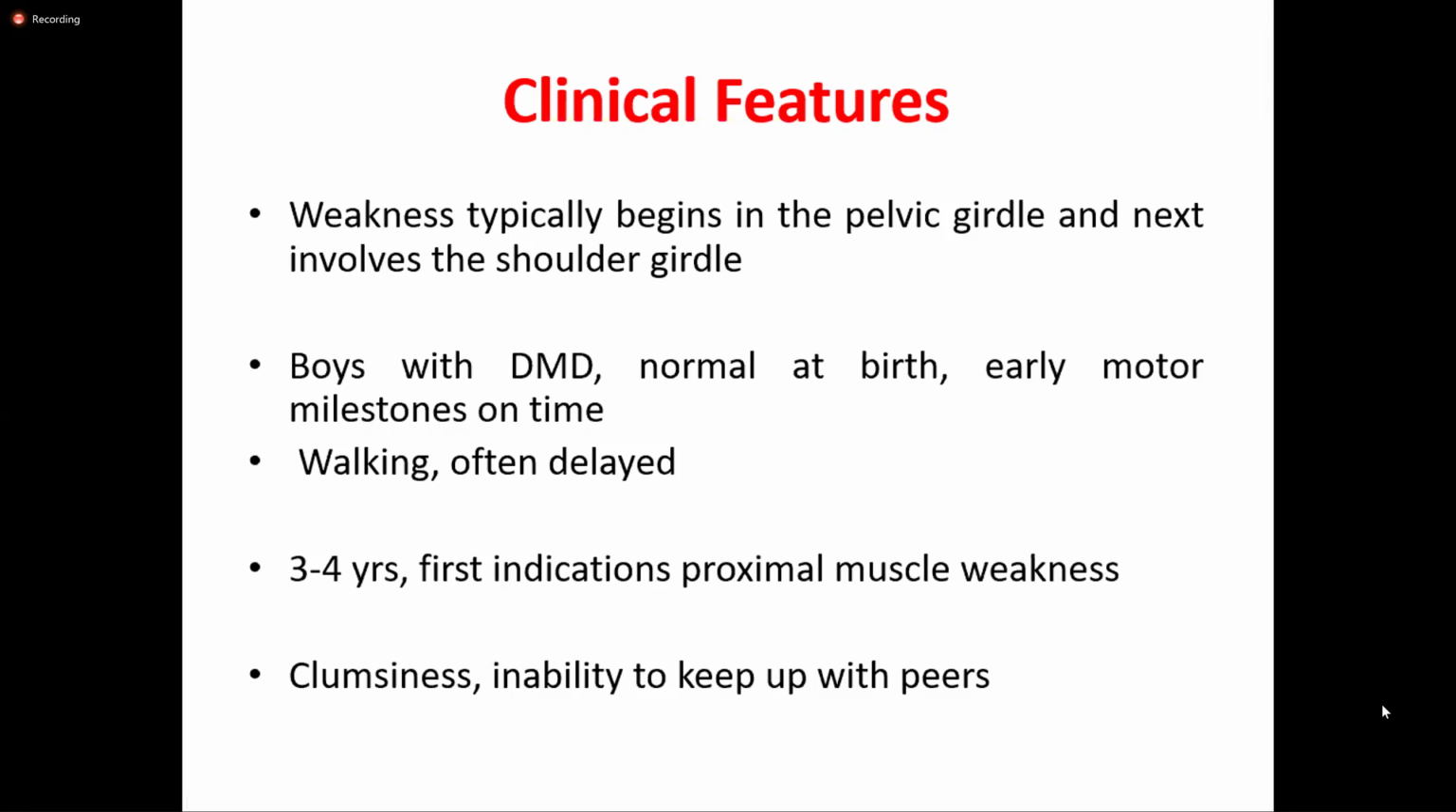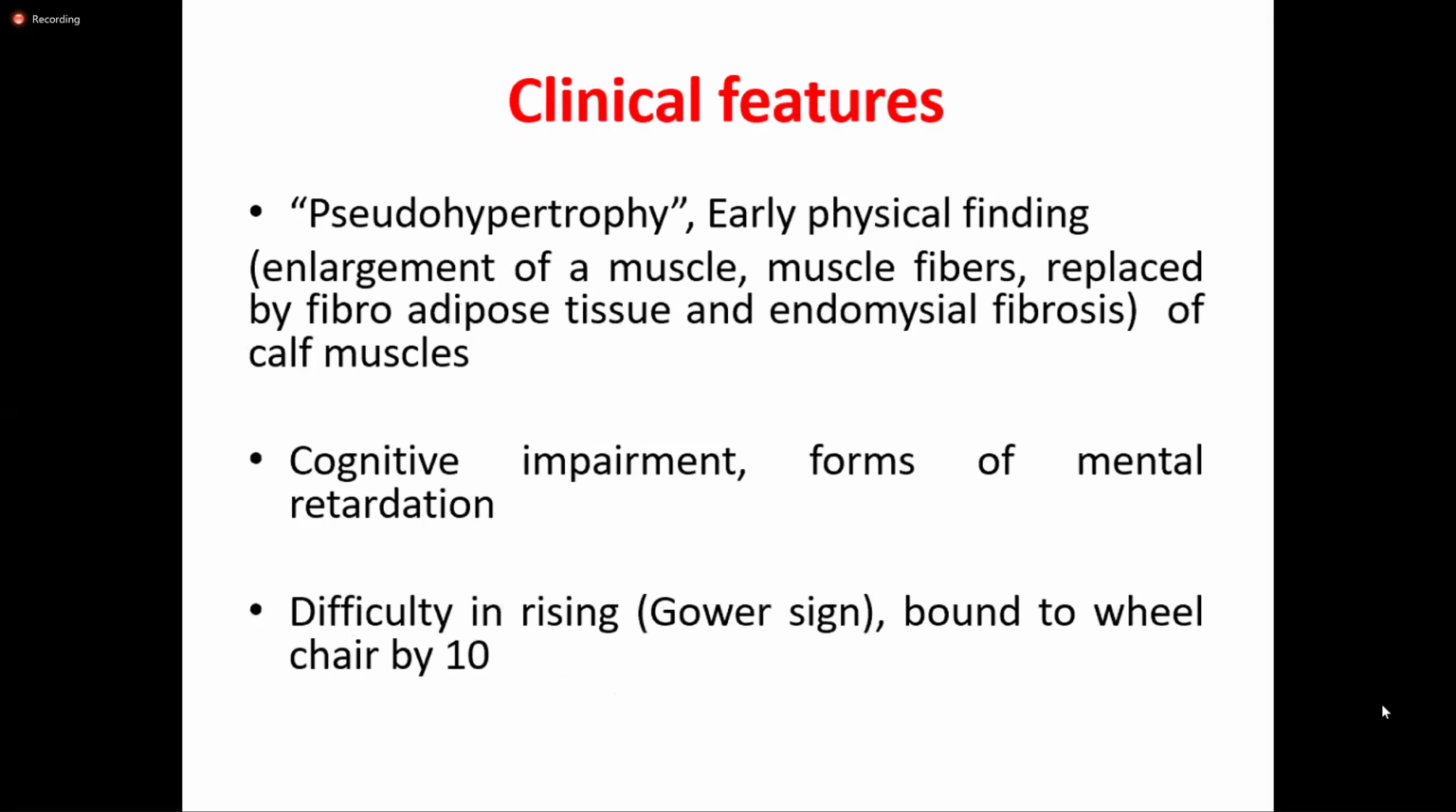Okay, in both, mostly the boys are affected, and they are normal at birth, but as they begin to walk, walking is often delayed, and by 3 to 4 years they present with proximal muscle weakness, and they can't keep pace with their friends. Okay, they become clumsy, with difficulty in walking.